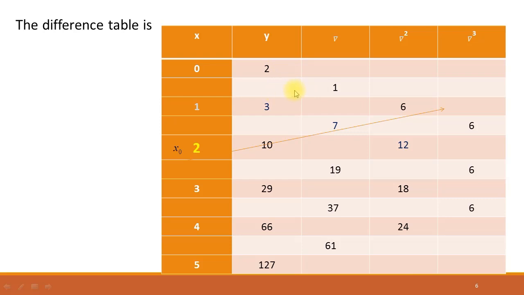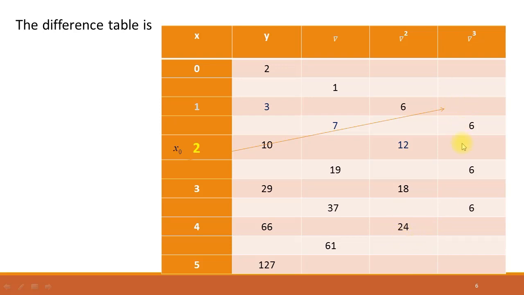Subtract 2 from 3, we get 1, then subtract 3 from 10, we get 7, 10 from 29, we get 19, 29 from 66, we get 37, 66 from 127, we get 61. And for the second differences column, subtract 1 from 7, we get 6, 7 from 29, we get 12, 29 from 37, we get 18, and 37 from 61, we get 24.